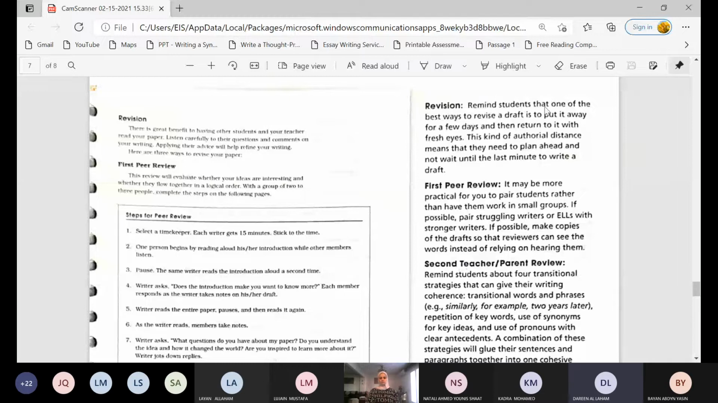Revision. Remind students that one of the best ways to revise a draft is to put it away for a few days and then return to it with fresh eyes. This kind of authorial distance means that they need to plan ahead and not wait until the last minute to write a draft. Yes, so a good way is to leave your assignment for a few days and then go back to it and reread it with fresh eyes so you'll notice if there is any mistake. Thank you, Dareen.